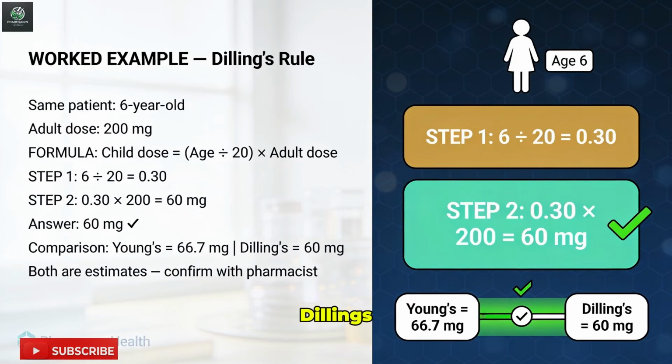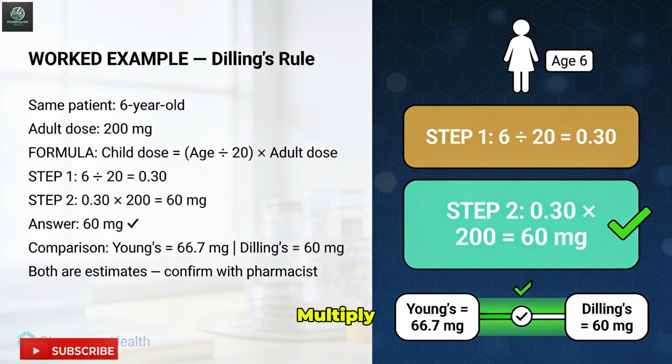Now let us use Dilling's rule for the same patient, a 6-year-old. Adult dose 200 milligrams. Step 1. Write the formula. Child dose equals age divided by 20, multiplied by the adult dose. Step 2. Substitute. Child dose equals 6 divided by 20, multiplied by 200. Step 3. Divide. 6 divided by 20 equals 0.3, that is 30%.